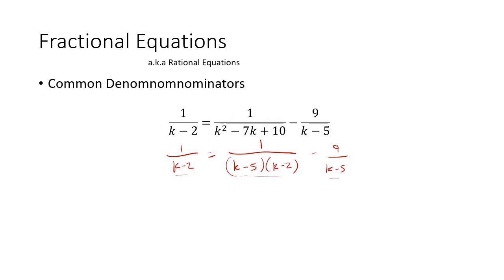So in order to get common denominators on everything, we need to multiply this one by k minus 2 over k minus 2. This is fine. This is just 1, right? So it doesn't change the value. And this one here, k minus 5 divided by k minus 5.